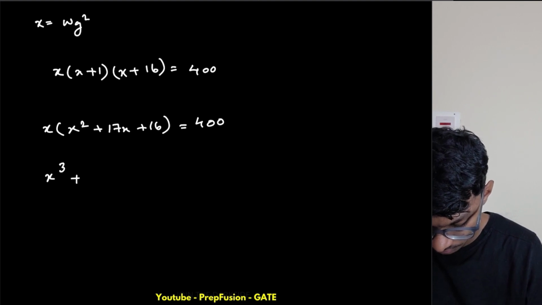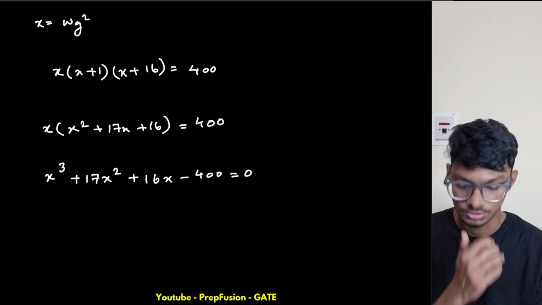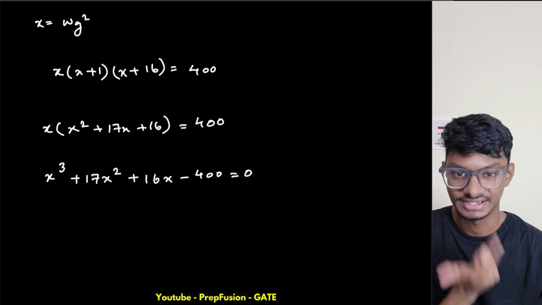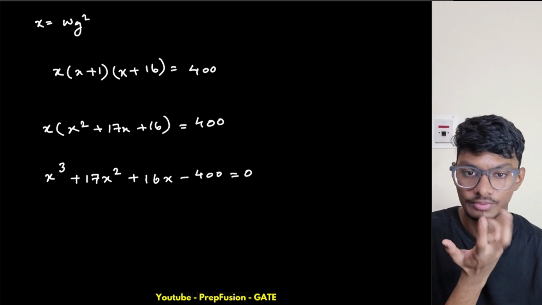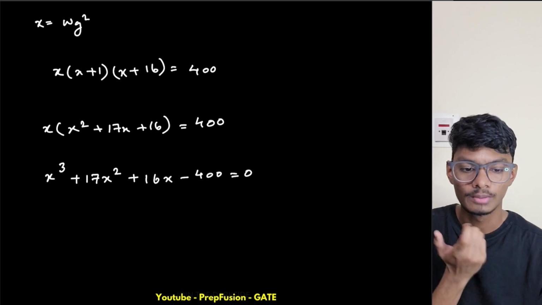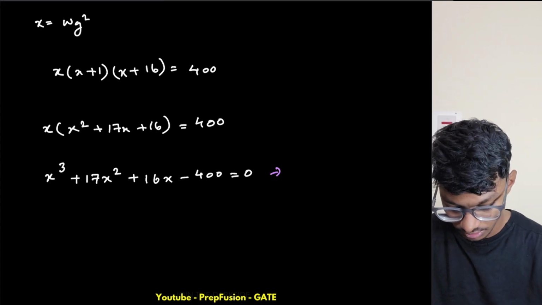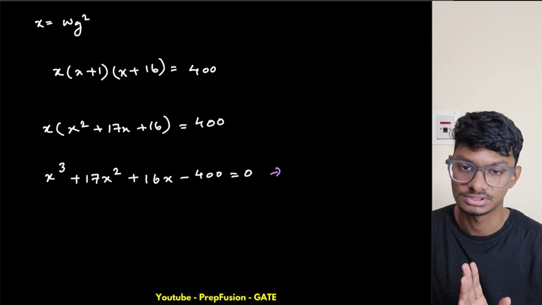So this is x cube plus 17x square plus 16x minus 400 equals 0. Now can we solve a cubic equation just like that without the help of a calculator? Obviously we can solve using test points, minus 1, plus 1, plus 2, minus 2, that would do, but that is not a proper method. So it is difficult to solve, and that's why there is a 99% chance they will not give you this in the exam.